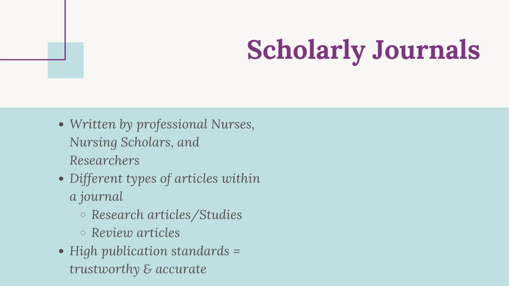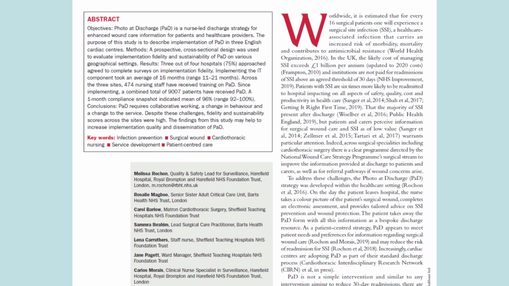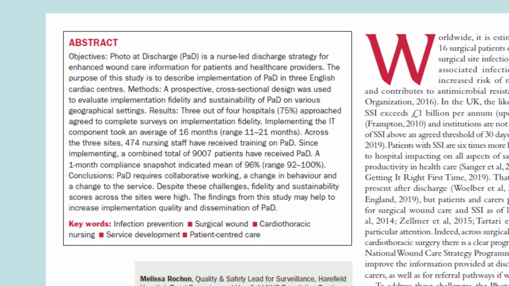Let's look at some example scholarly journal nursing articles so that we can learn more about them. The first article, Implementing Enhanced Patient Education for Surgical Site Infection Prevention and Cardiac Surgery, is an example of a research article. We can tell in several ways. The abstract. The abstract is a summary of the whole article. By reading it and looking for some key phrases, we can tell right away whether this is an original research article or not. Here it says, the purpose of this study, then gives the methods, or the way the study was done, and some data about their findings. Finally, they give a conclusion about what they learned, the new information discovered through the study.